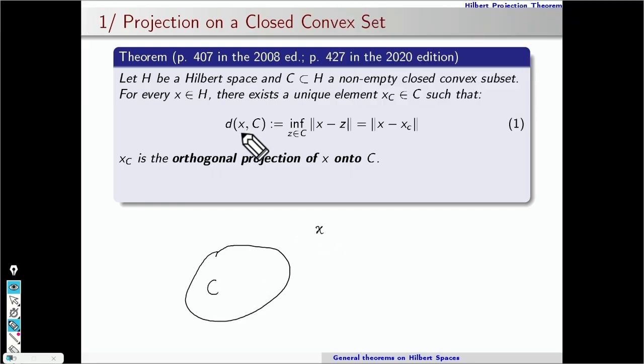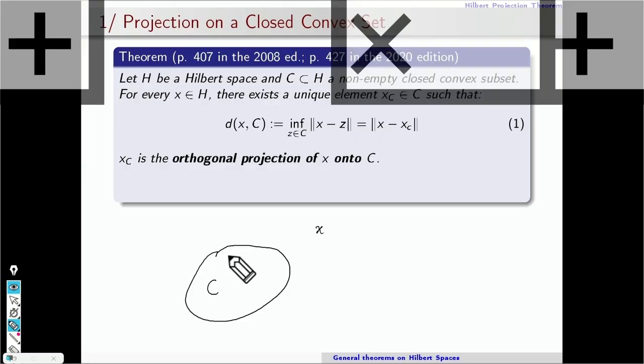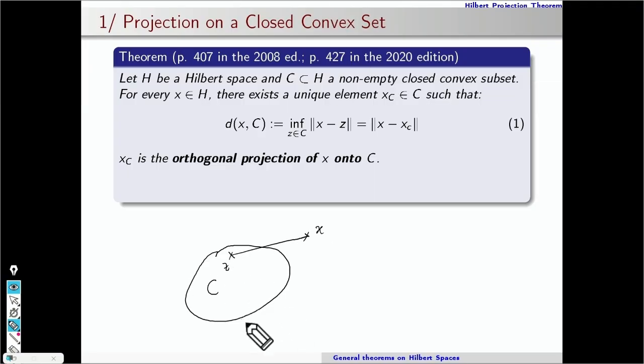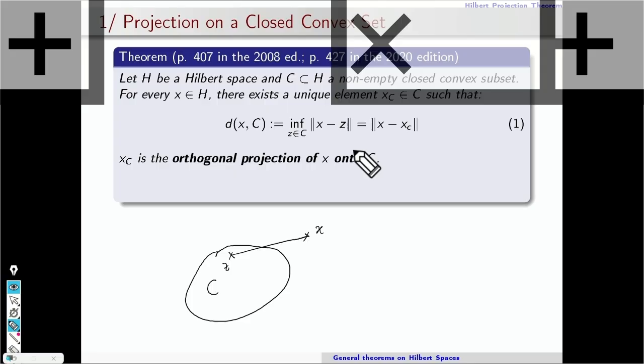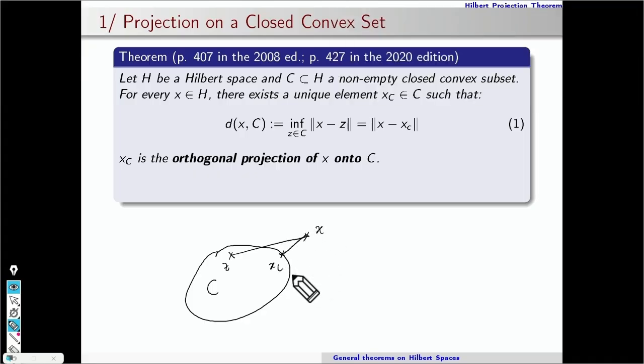So let C be a non-empty closed convex subset and X a point. The distance between X and C is the infimum or greatest lower bound of all distances from Z to X, where Z varies over C. The theorem says that this infimum is in fact a minimum, and more precisely that there exists a unique point xC in C such that the minimum is realized.